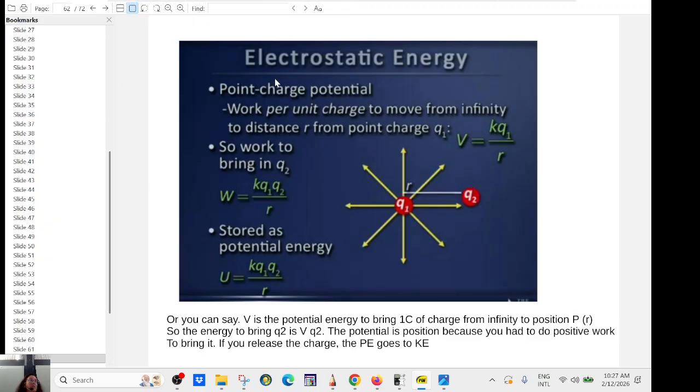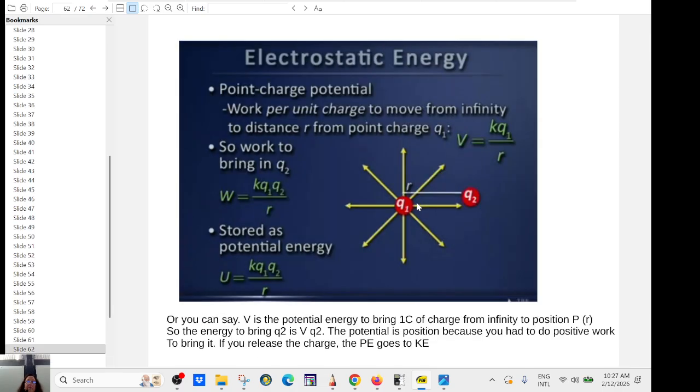Okay, so voltage. We talk about voltage: the energy of 1 coulomb relative to very far away. Now we're going to talk about electrostatic energy, which is not the same. Electrostatic energy is the energy of a configuration, of a distribution of charges.